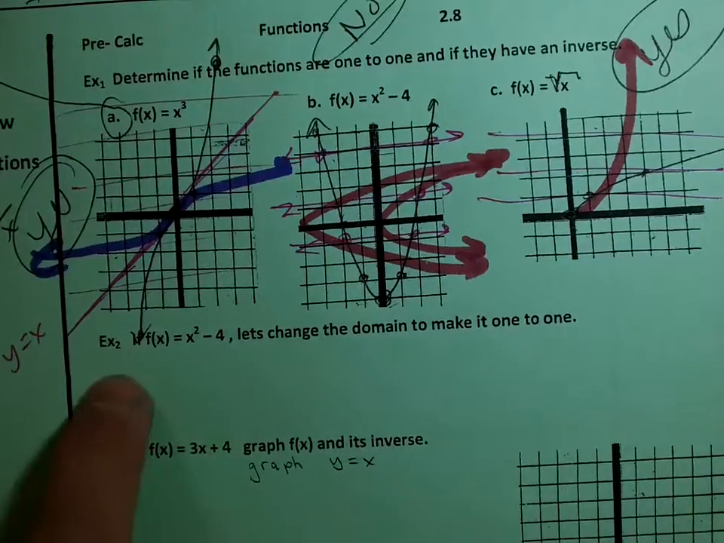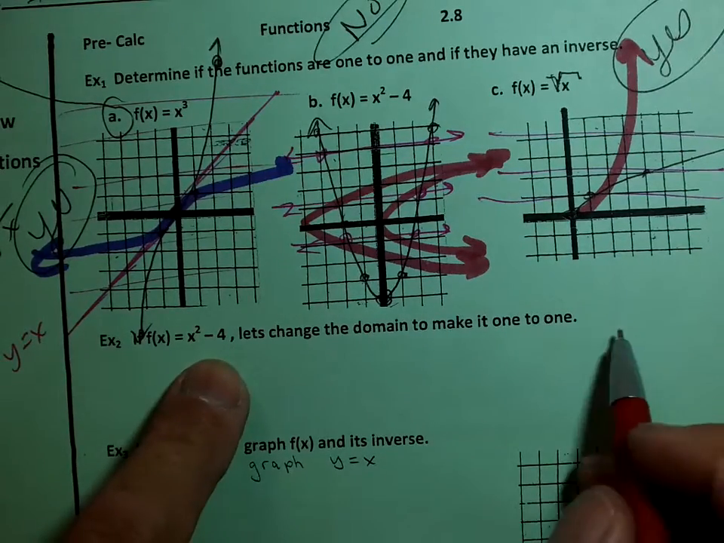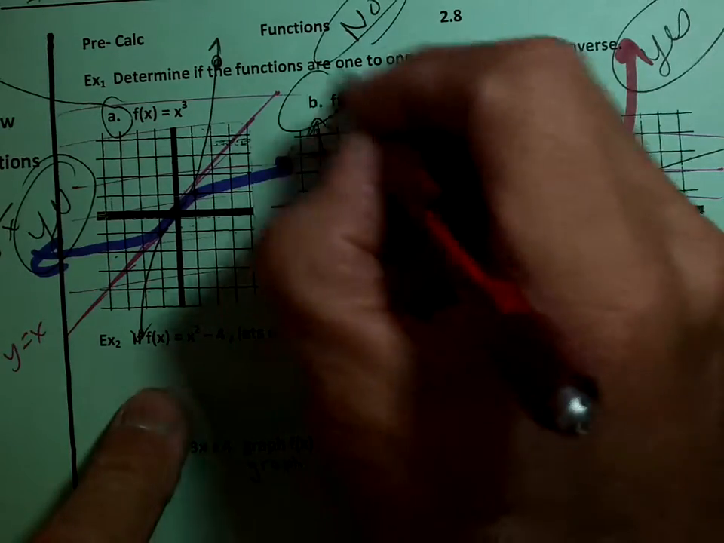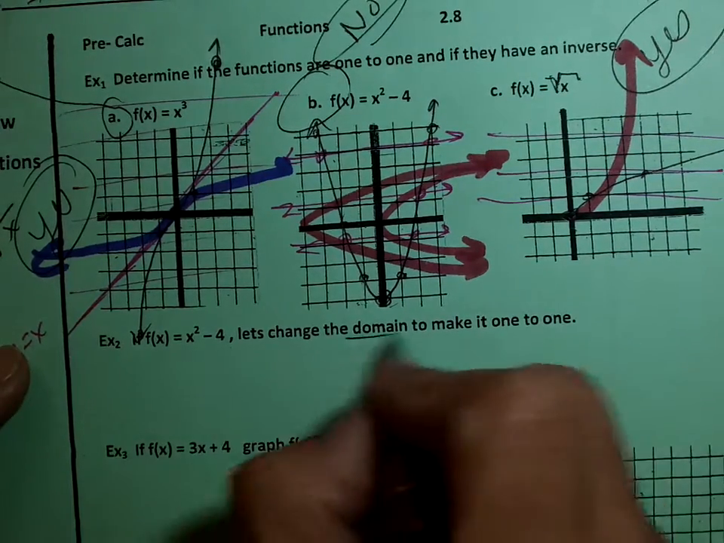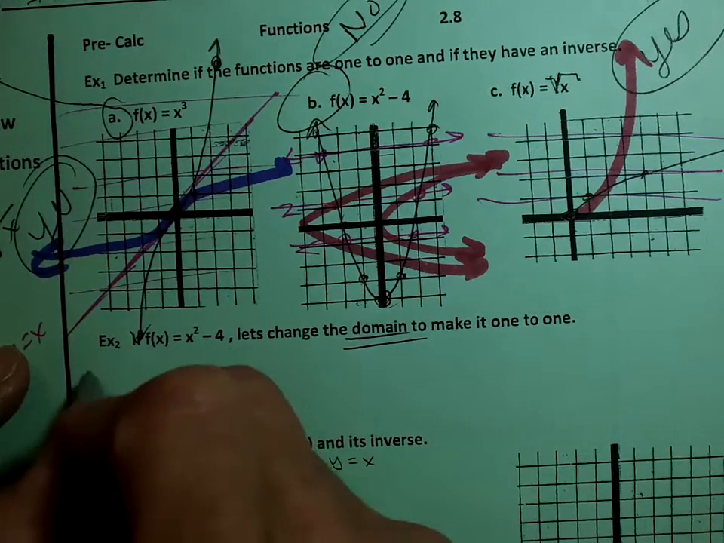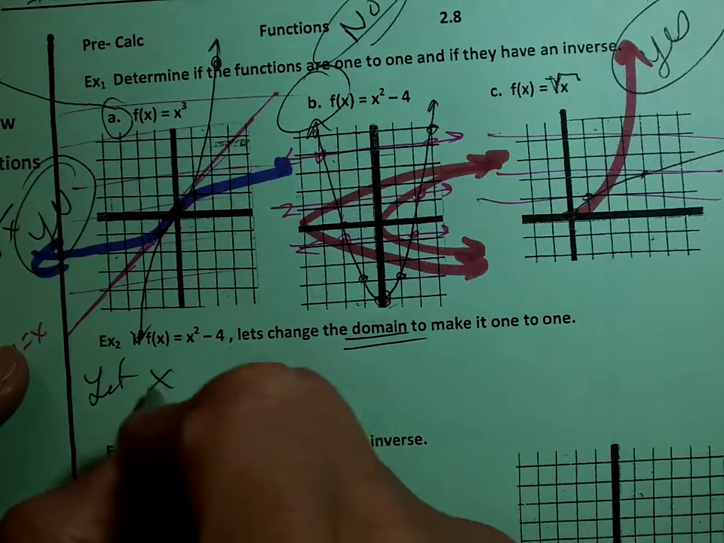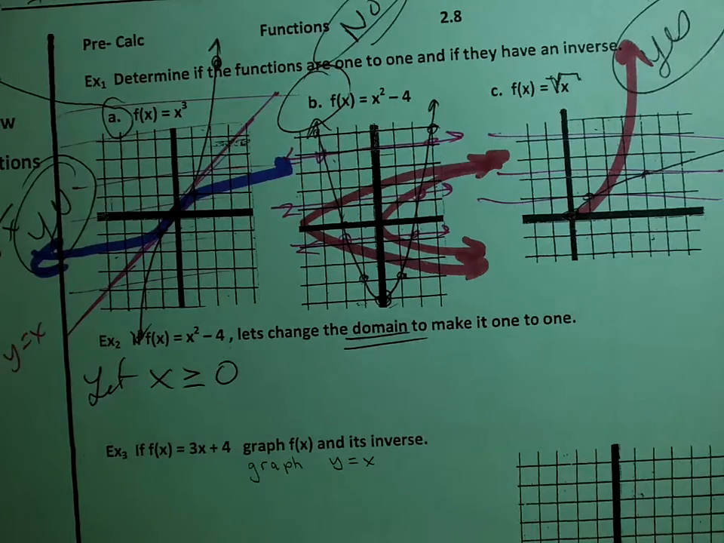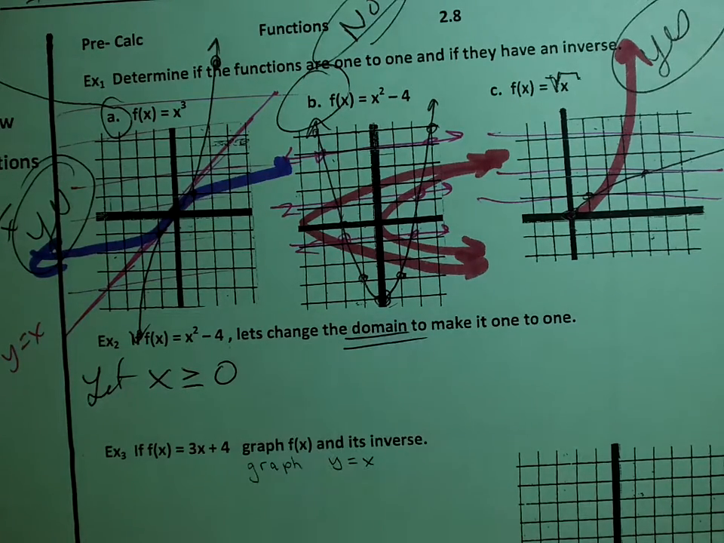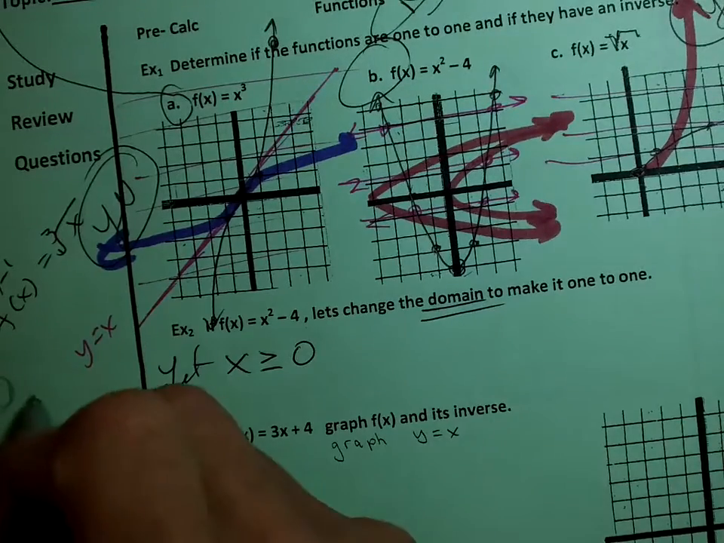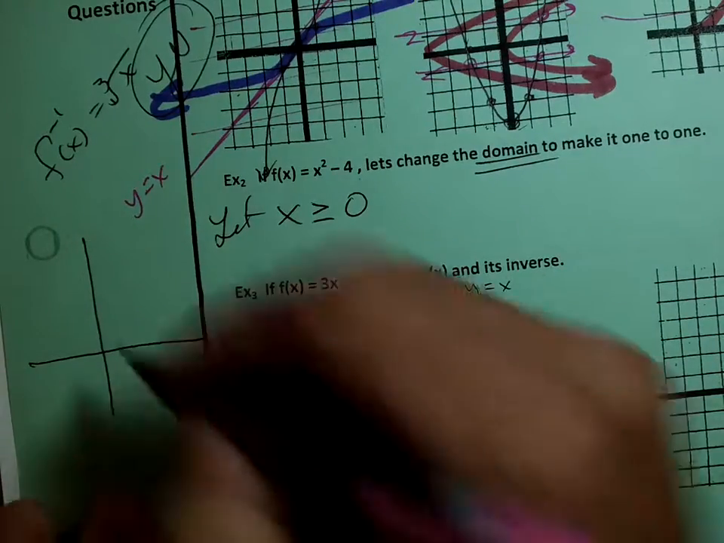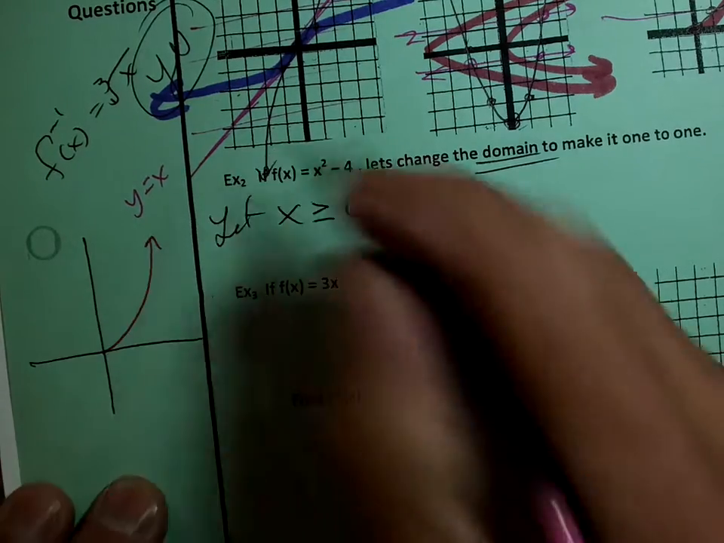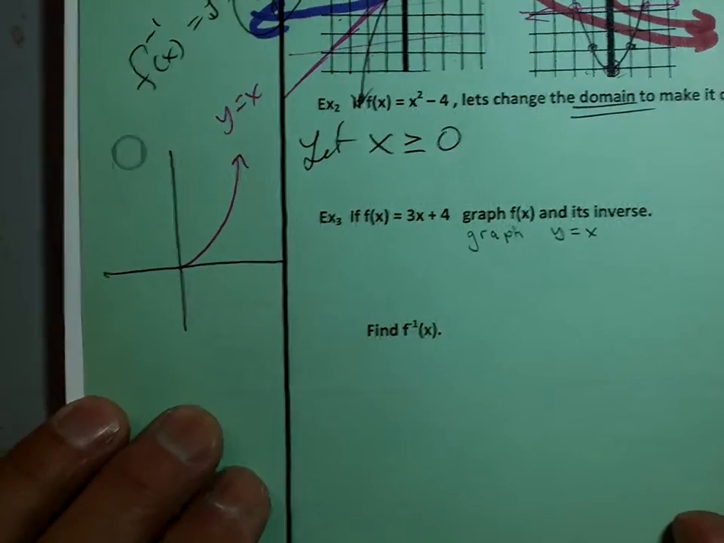So, example 2. Let's change the domain. If I go back to example 2, it was null. If I go back to example 2 and change the domain, let's make sure we let x be greater than or equal to 0. If I do that, then I've taken my parabola and I'm only going to graph this part of the parabola. There's my domain change.